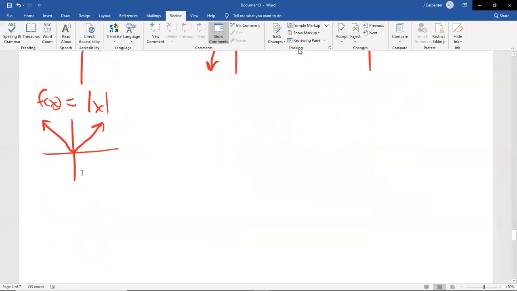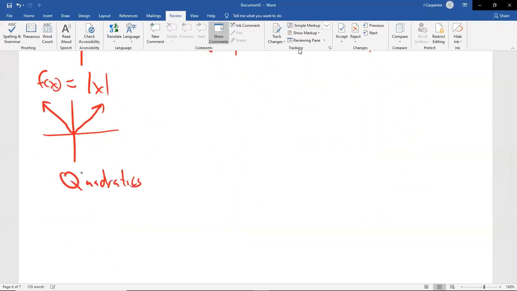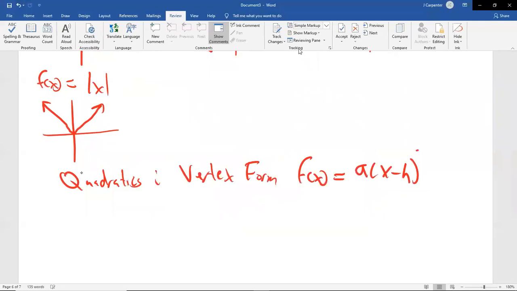Your quadratics. In your vertex form, it's f of x equals a parentheses x minus h squared and then plus k. And your vertex is h comma k. That's the lowest or highest point of your parabola. And then it opens up or down based on the sign of a.